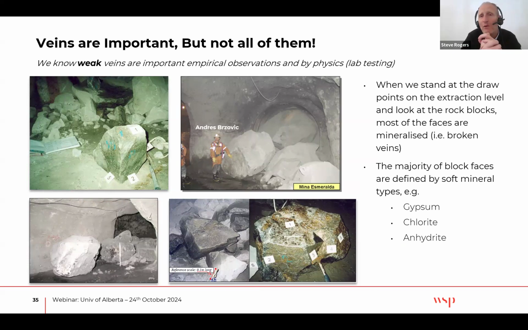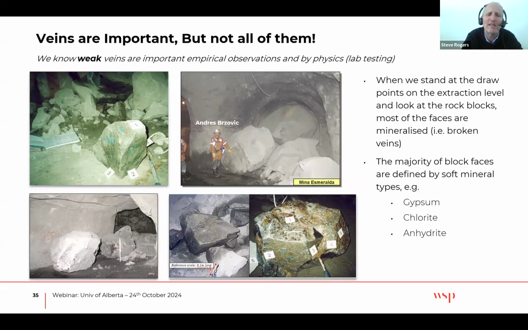So we say, okay, although they have some strength, maybe not all as strong. My good colleague Andres Brozovic, who worked at El Teniente and Grasberg for a number of years before joining us, did his Ph.D. looking at vein mineralogy and found that it was the softer, weaker minerals like gypsum, chlorite and anhydrite, and in his case even chalcopyrite, that were the face of all these veins. So we have to think, okay, how do we use this information?